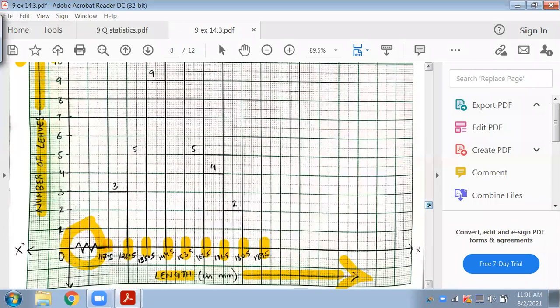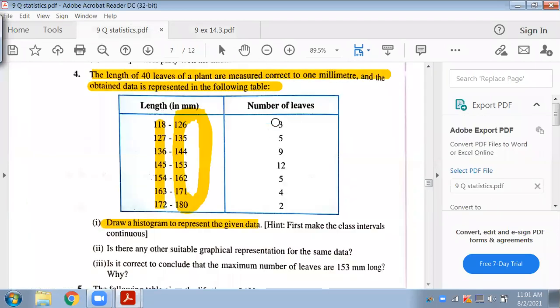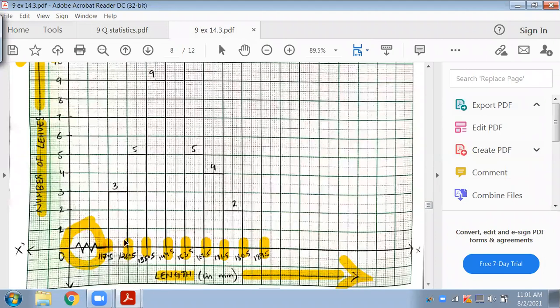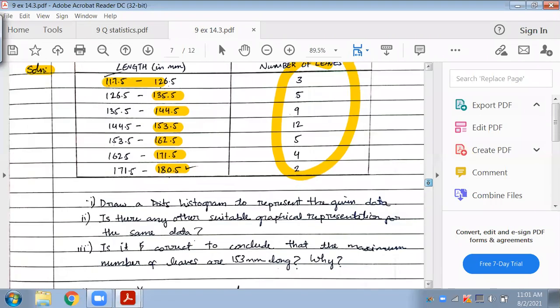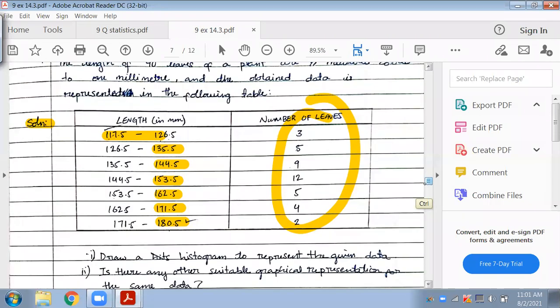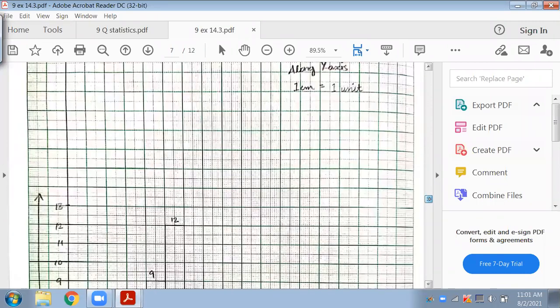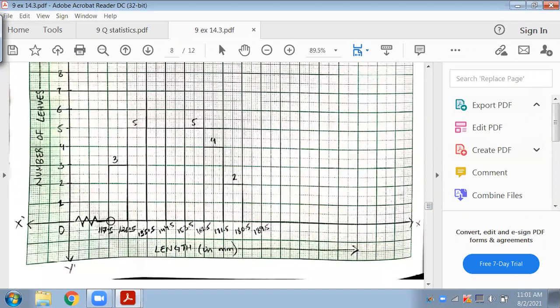After that, we're going to draw the histogram. Now, what is the first frequency? The first frequency is 3. Okay, let me show you once. Now we're going to draw the histogram. We'll take the first class, 117.5 to 126.5. The frequency is 3. So for 117.5 to 126.5, we're going to draw a bar till 3.